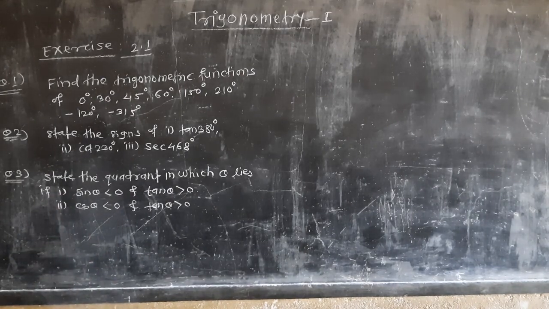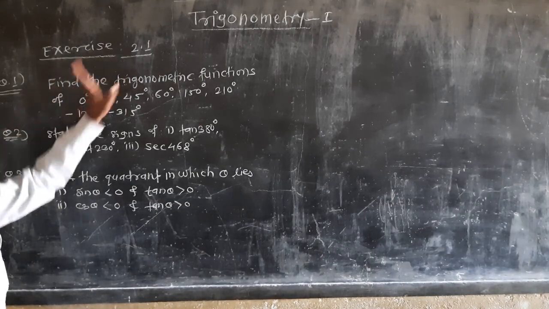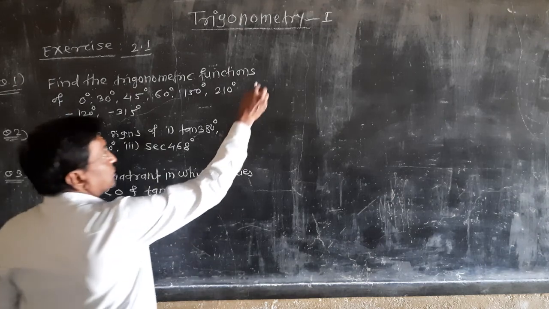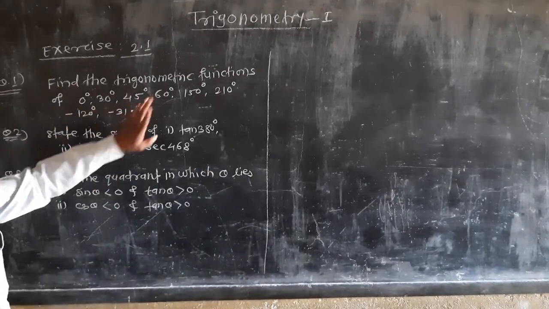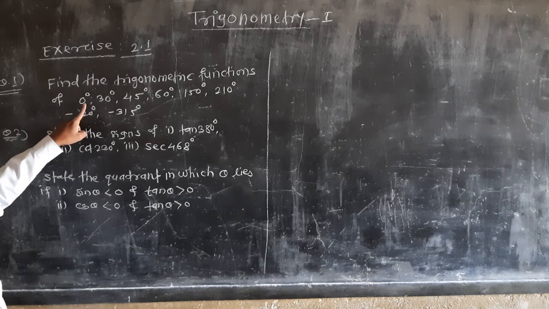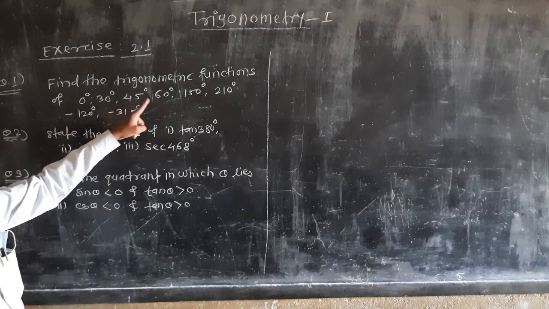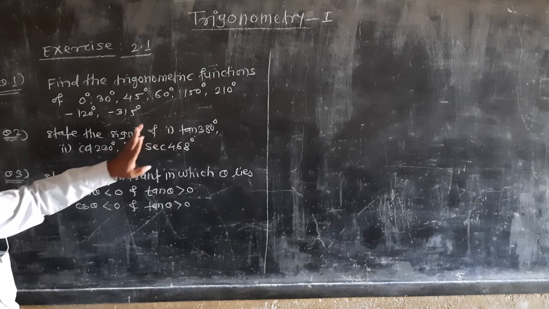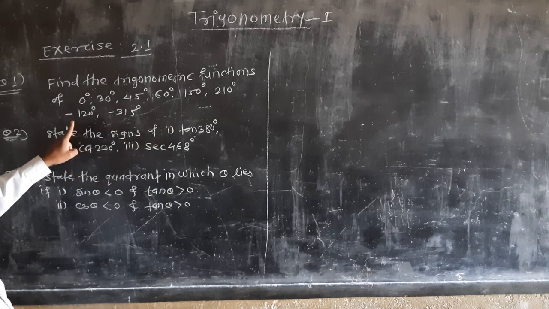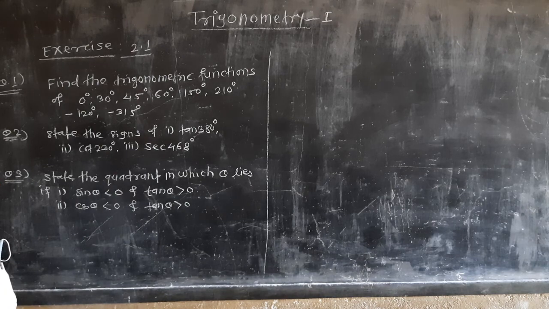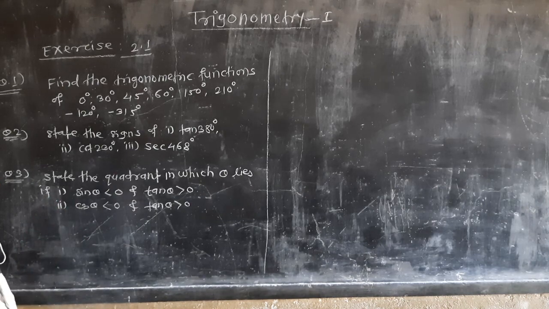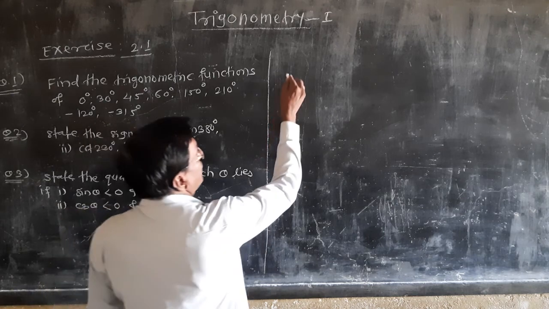And now today I will start the next article, that is exercise 2.1. In this exercise, question number one is: find the trigonometric functions of 0 degree, 30 degree, 45 degree, 60 degree, 150, 210 degrees, minus 120 degree and minus 315 degree. But I will solve some examples here. Suppose the first one, I will solve the sine.